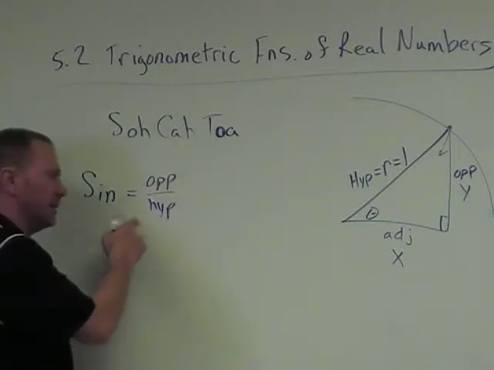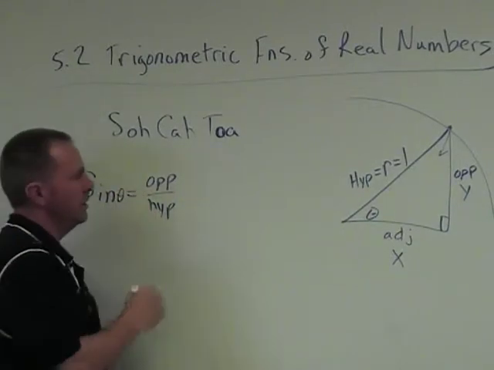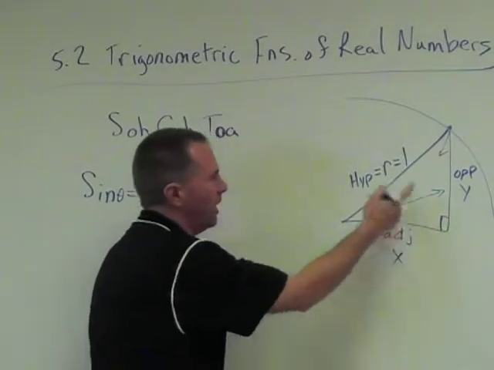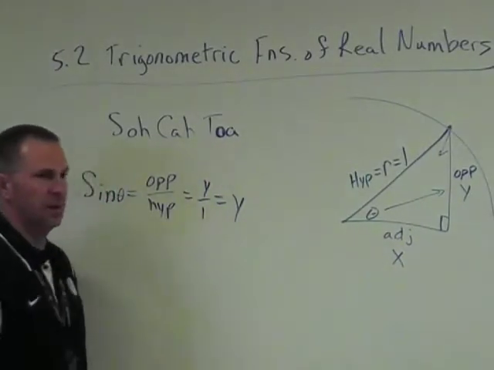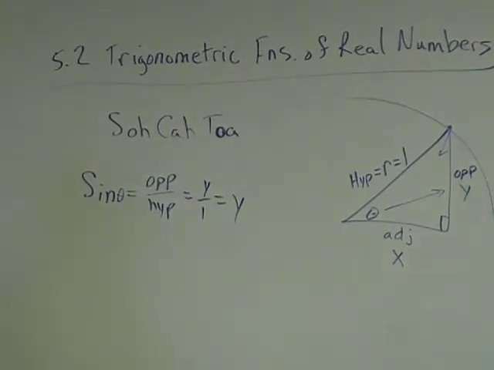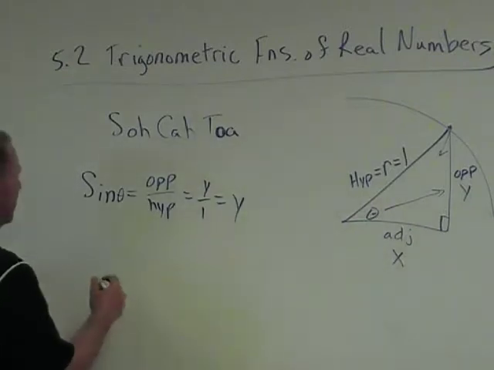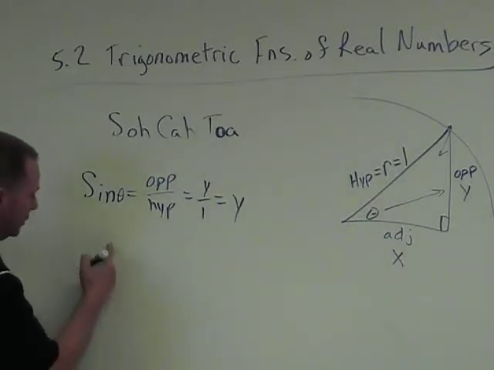So the sine of theta: the opposite leg is y over the hypotenuse, y over 1. Or the sine is just y. The y value of your coordinate, that's all it is, because the hypotenuse in the unit circle is always 1. This is important for the other things we're going to show you. Leave a little space here.